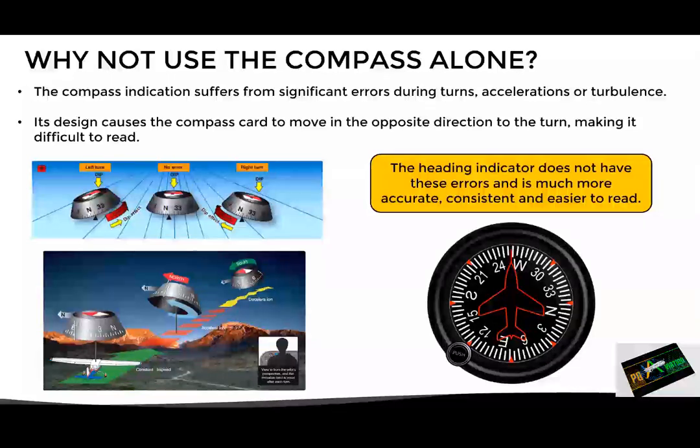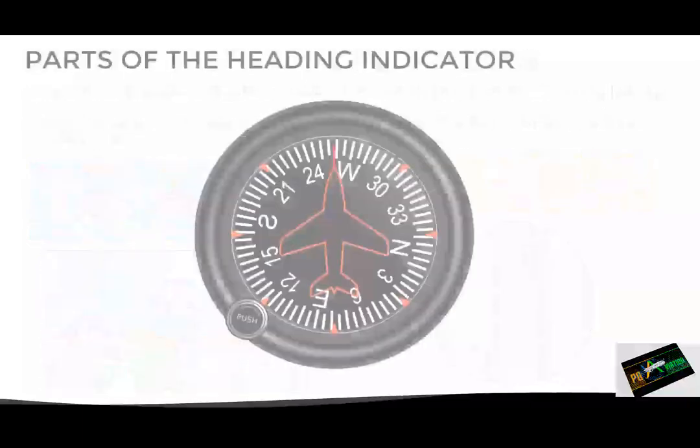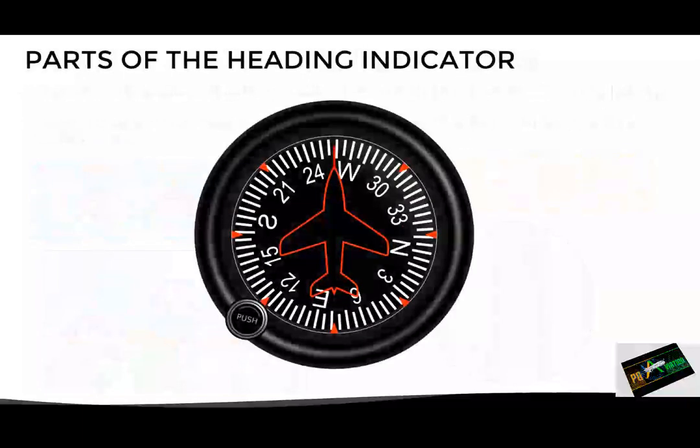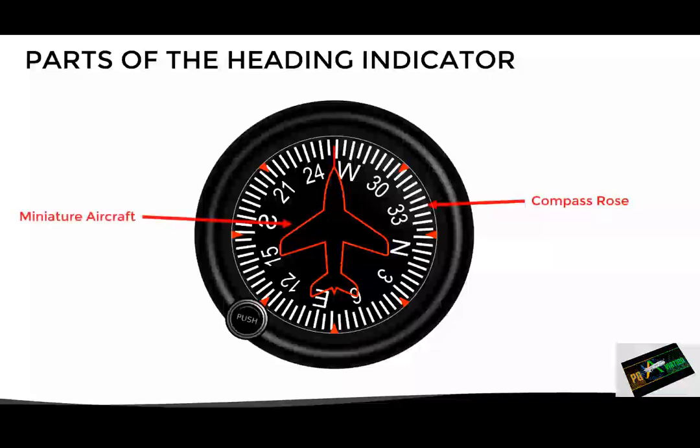With this being said, let's see the parts of the heading indicator. First, we have a compass rose in the background. Then we have a miniature aircraft in the middle, which will represent the orientation of the real aircraft. The line that extends in front of the aircraft represents the current heading. And finally, in the lower left corner we have a cage and adjustment knob.